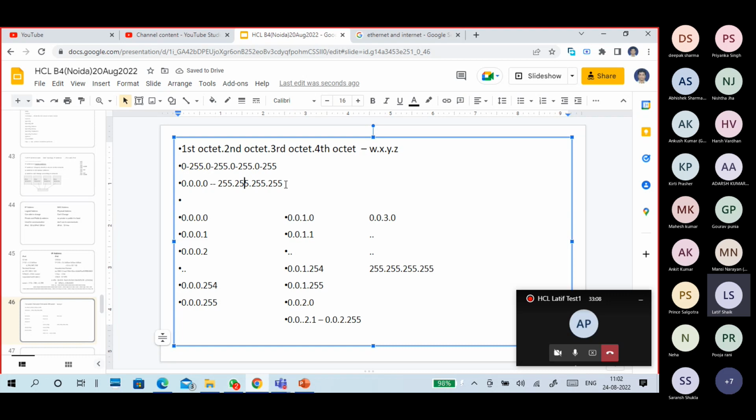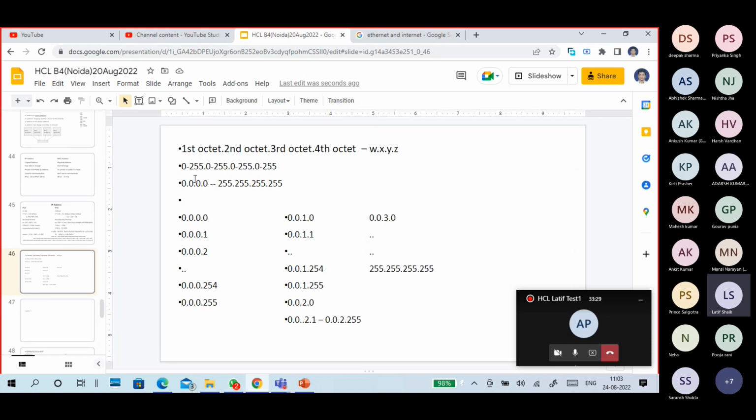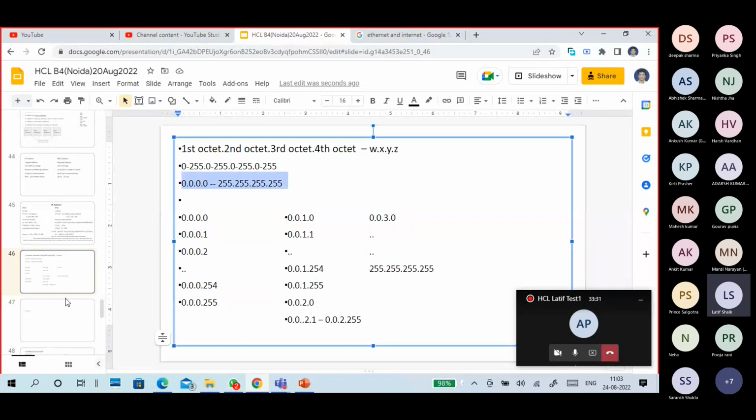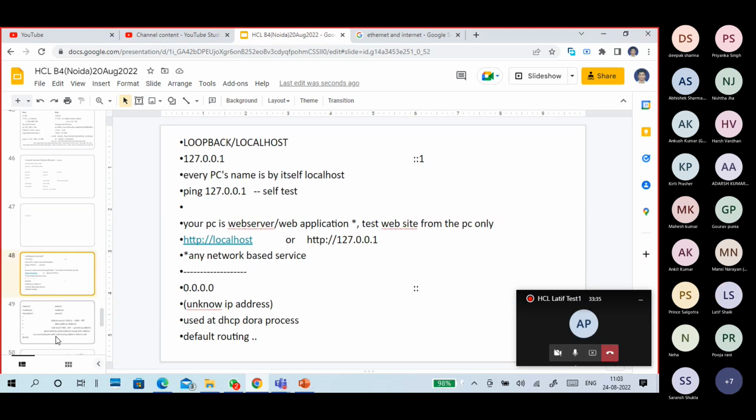The next one is that each octet should not be more than 255, so it's 0 to 255. Your IP addresses start with 0.0.0.0 and end at 255.255.255.255. And this entire range of IP addresses is divided into classes.